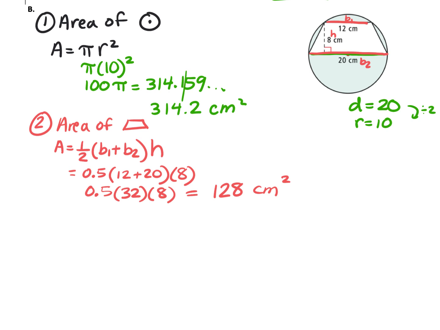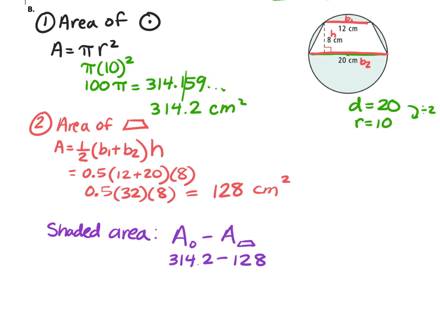So now we have everything we need to get the shaded area. The shaded area is just the area of the circle minus the area of the trapezoid. So we'll take 314.2, subtract 128, and when you do that, you get 186.2, meaning the area of our shaded region is about 186.2 square centimeters.